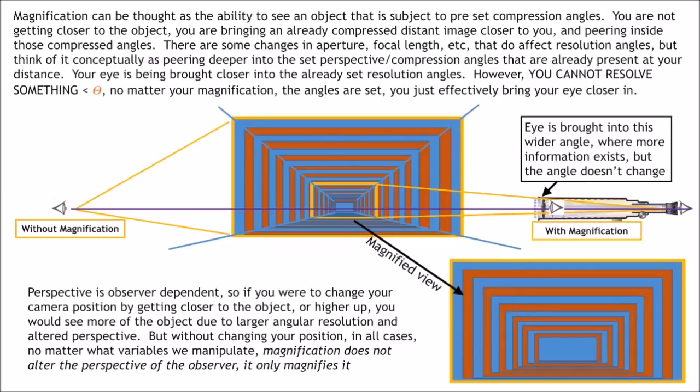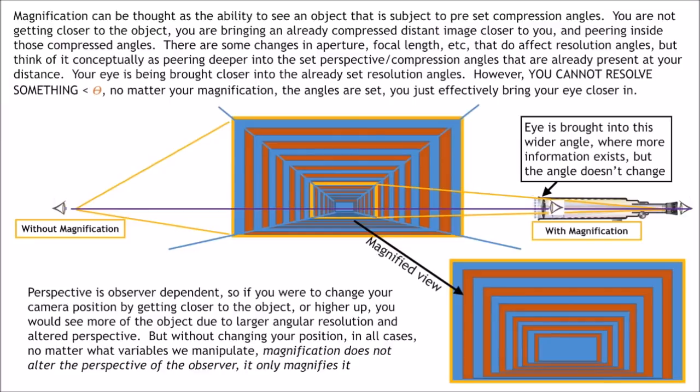However, you cannot resolve something less than theta. No matter your magnification, the angles are set. You just effectively bring your eye closer in. So we have a perspective view without magnification on the left, and we have a view on the right. Note that the object itself did not change. We just brought our eye closer in to those deeper angles, but the height or width of the object, nothing like that, changed. We just brought ourselves somewhat closer in.